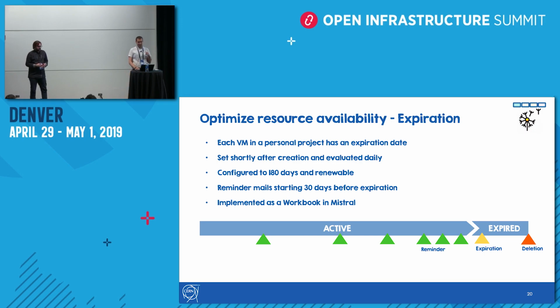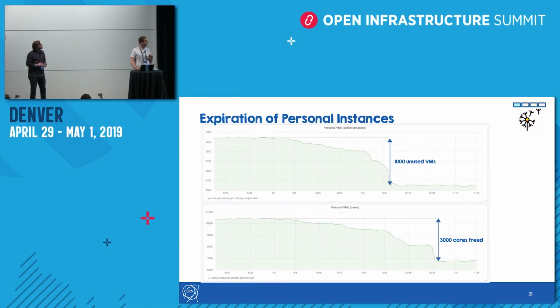This is implemented as a workflow in Mistral. We deployed it at the beginning of last year, and after 6 months, we were able to recover 3,000 cores of unused resources. That is like 100 servers that can be used for something else.